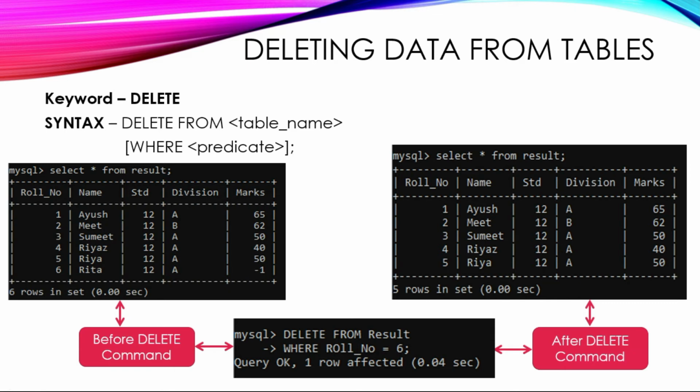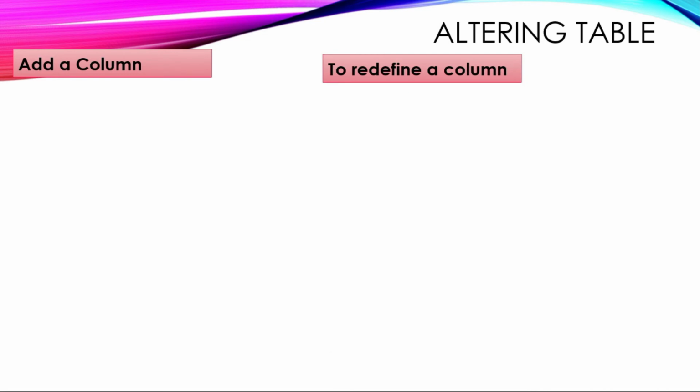So both update and delete were your DML commands. DML means data manipulation language commands. Next is altering table. Now whenever it comes to alter table, it means you're going to change the structure of the table. So this alter table can work in different ways. We will see here. You can add a column. You can redefine a column.